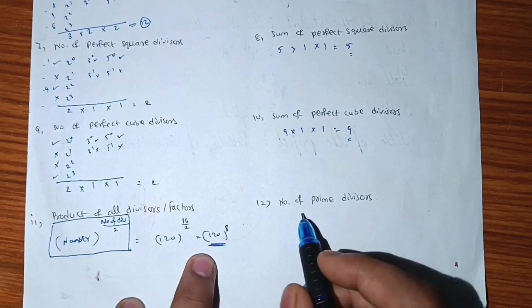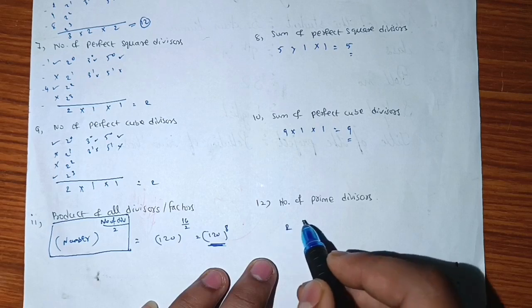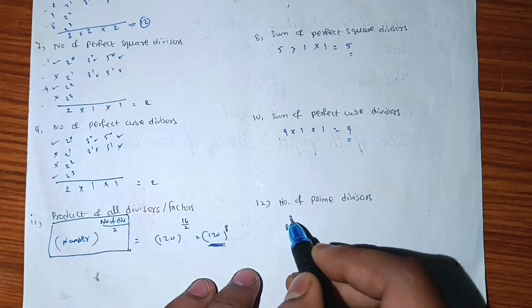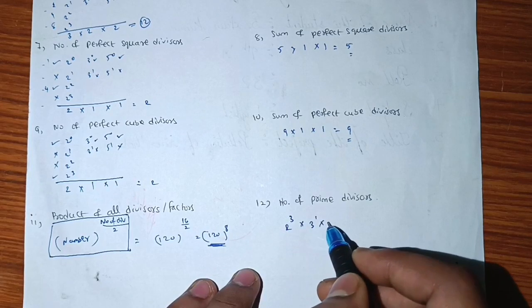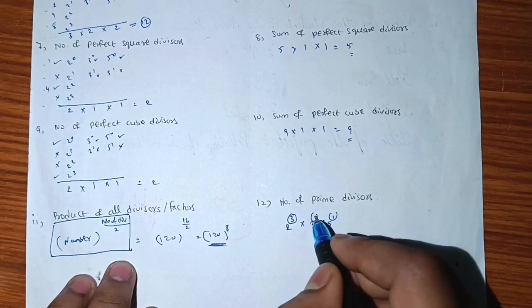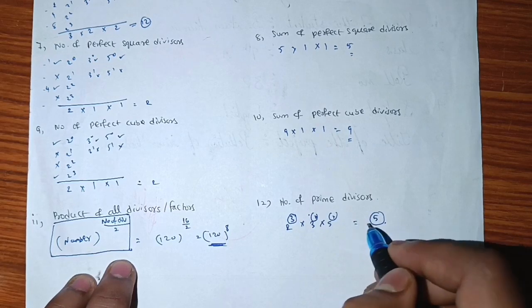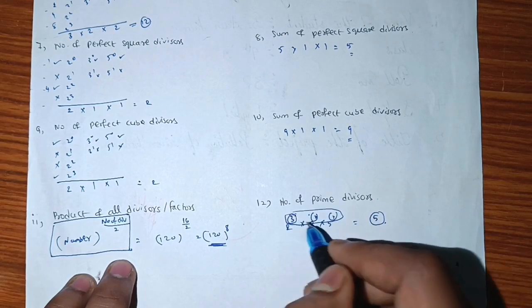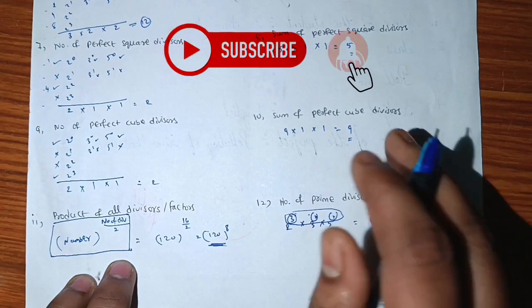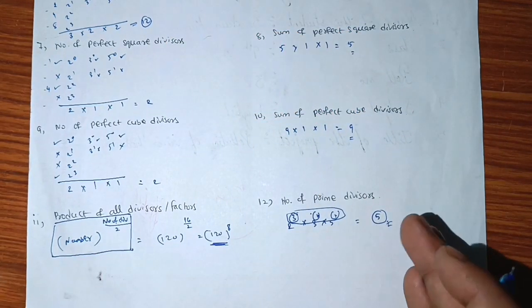Now our last question is the number of prime divisors we need to find. So whenever we do the factors, we get the values 2 power 3, 3 power 1, 5 power 1. Add only the powers, like 3 plus 1 plus 1, which is 5. So you need to add all this, like 3 plus 1 plus 1, which is 5. So there are 5 prime divisors in 120. This is a trick. You only need to add the powers.